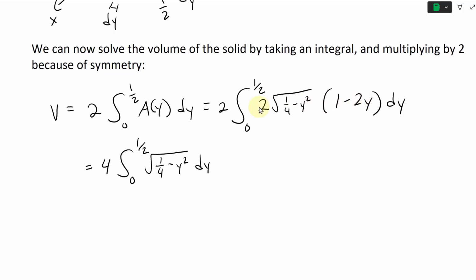We'll have 2 times 2 and then another 2, so it's actually 8. So this is going to be 8, and it's negative, and then there's a y there. So we're going to take the integral from 0 to 1/2 of y times the square root of 1 over 4 minus y squared dy. So we have multiple things like that.